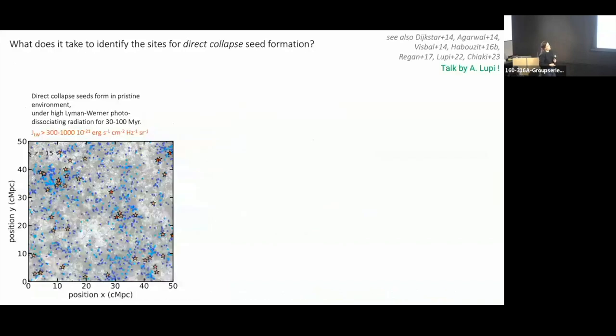So very quickly now, what does it actually take to look at direct collapse black holes in cosmological simulations? This model is particularly challenging.